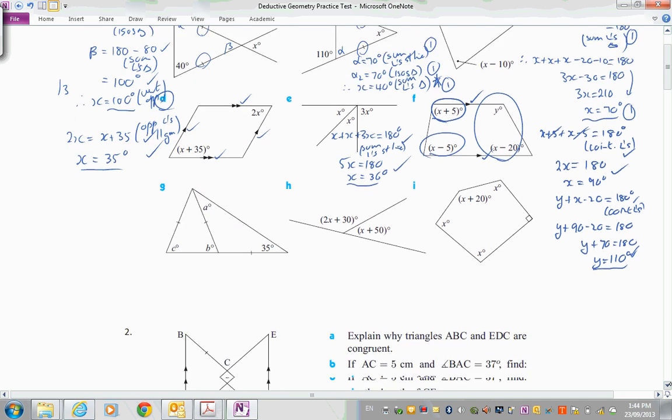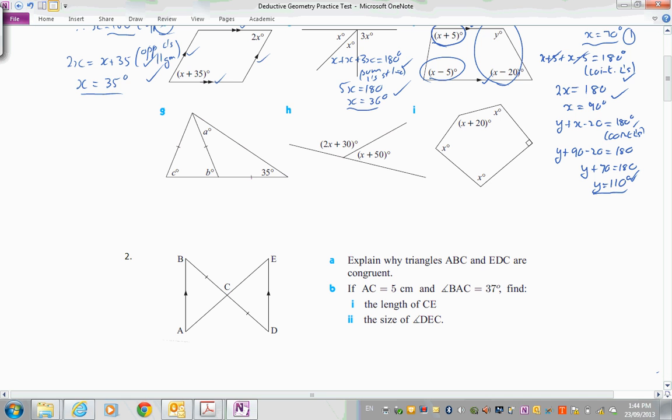Okay, let's go down the last few parts here. G. G is a pretty busy one. What do you notice? Well, you've got a 35 over here, and these are equal. So let's say A is 35, isosceles triangle. Okay. Now, if A is 35 up here, we've got that one. Now we've got an isosceles triangle here.